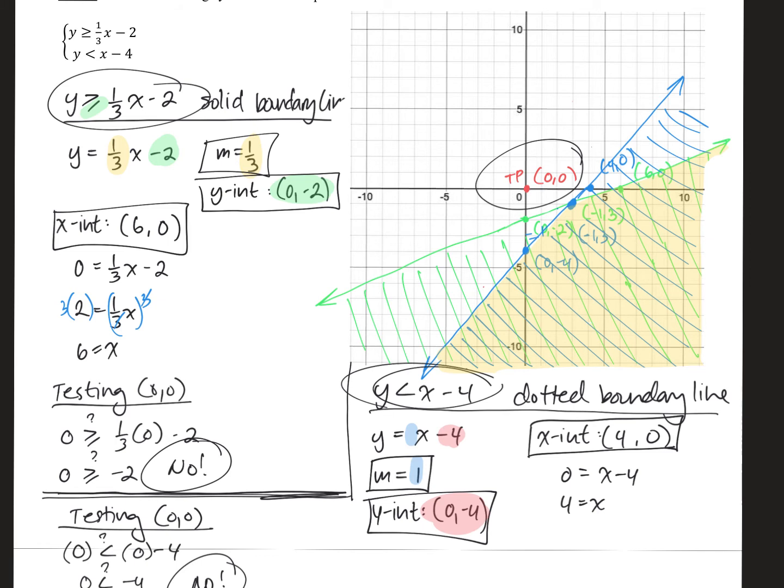Alright, so once again, the steps are to graph each of them separately. Always make sure to figure out if you're working with a solid or dotted boundary line, and then pick a test point. Easiest one is the origin, 0, 0. If that one can't be used, then any other point will also do.